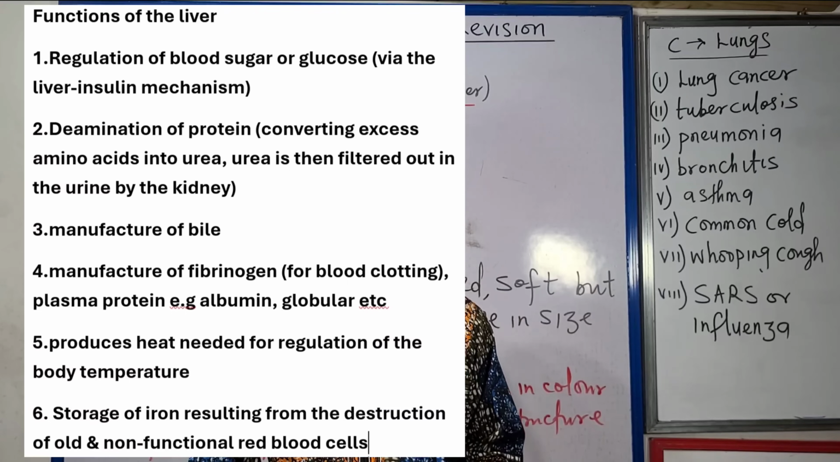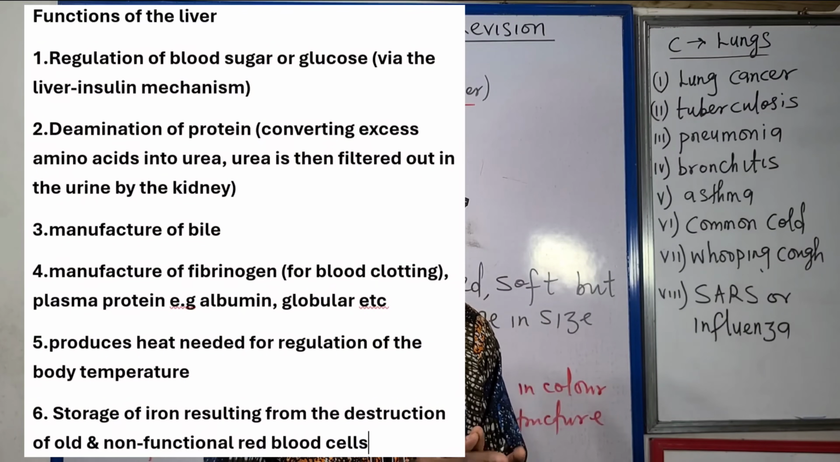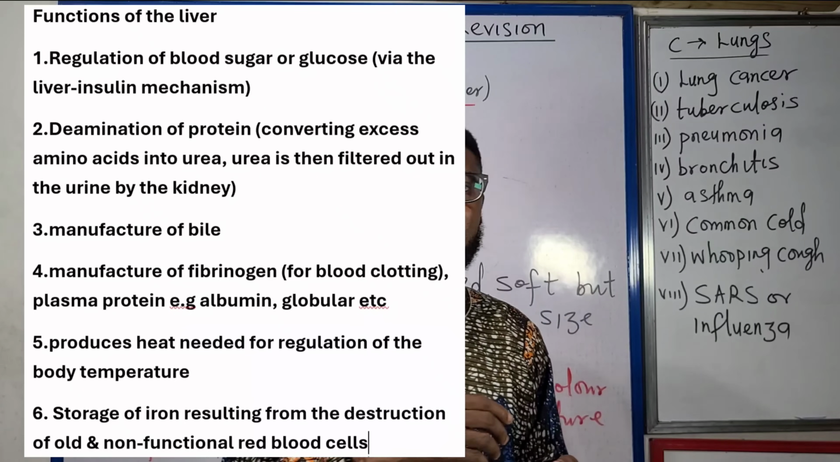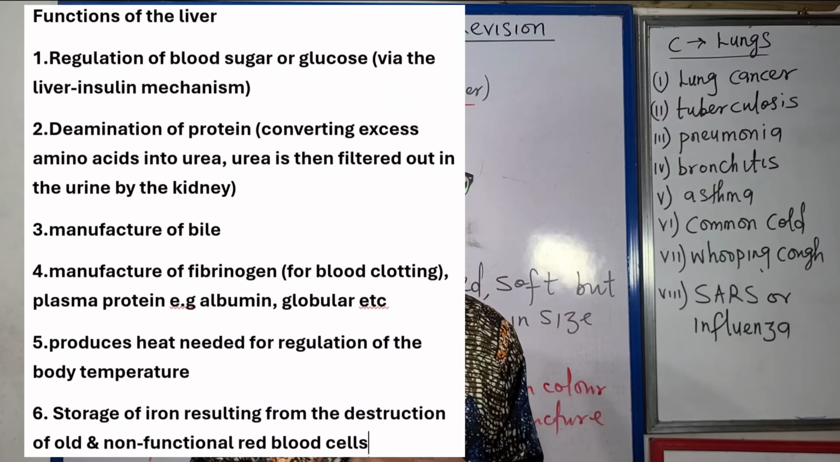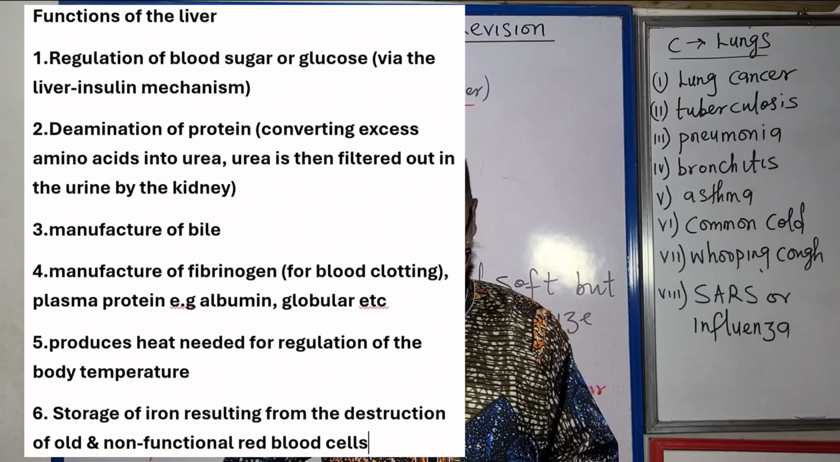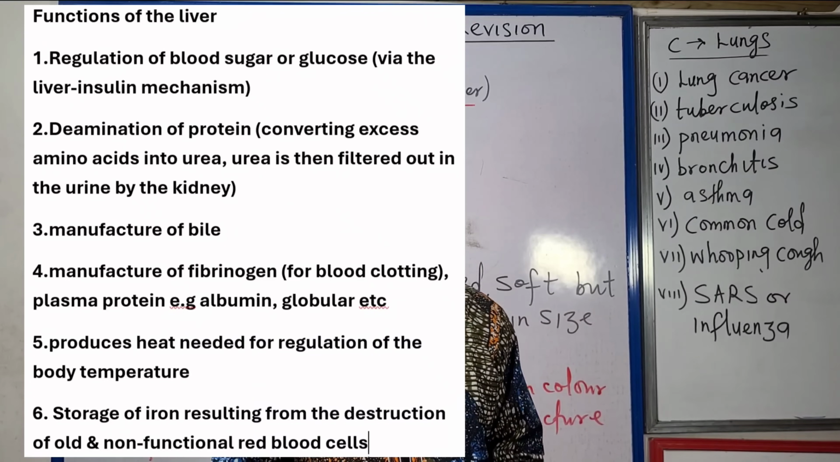removed from the blood, and they are deaminated. That's, in this case, they are converted into urea, some into uric acid, some into amino acid, depending on the organism. So we just basically say that the liver deaminates proteins.